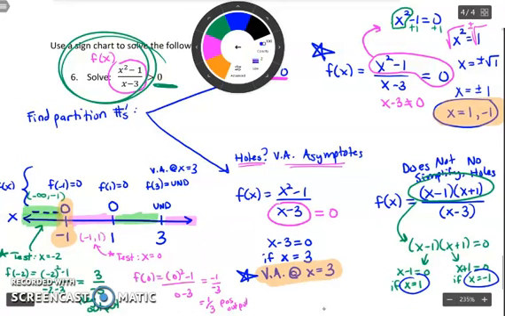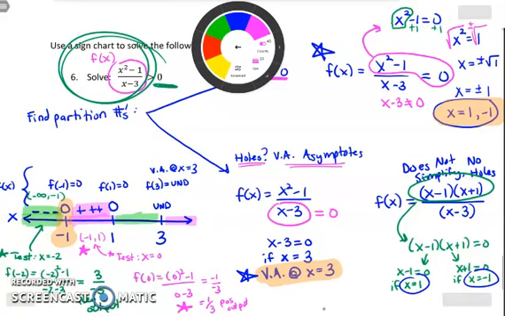That won't always happen. Don't assume your output's always going to change every interval. You could have 3 negative intervals in a row, 3 positive intervals in a row. It just so happened when I tested a point in the interval from -1 to 0, the output came out to be positive. So I'm describing that by putting plus signs above that segment in my sign chart.